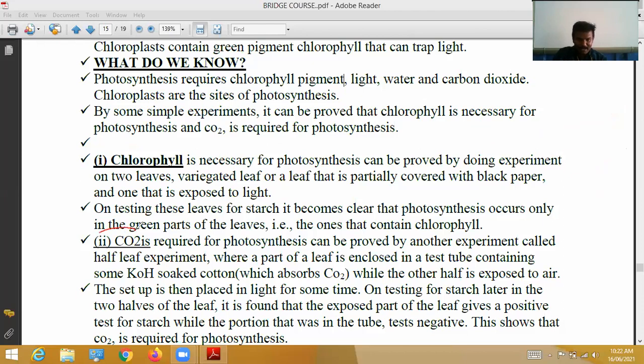Next, carbon dioxide. Carbon dioxide is also required for photosynthesis. It can be proved by another experiment that is called the half-leaf experiment. So this half-leaf experiment, here we will see. See here.